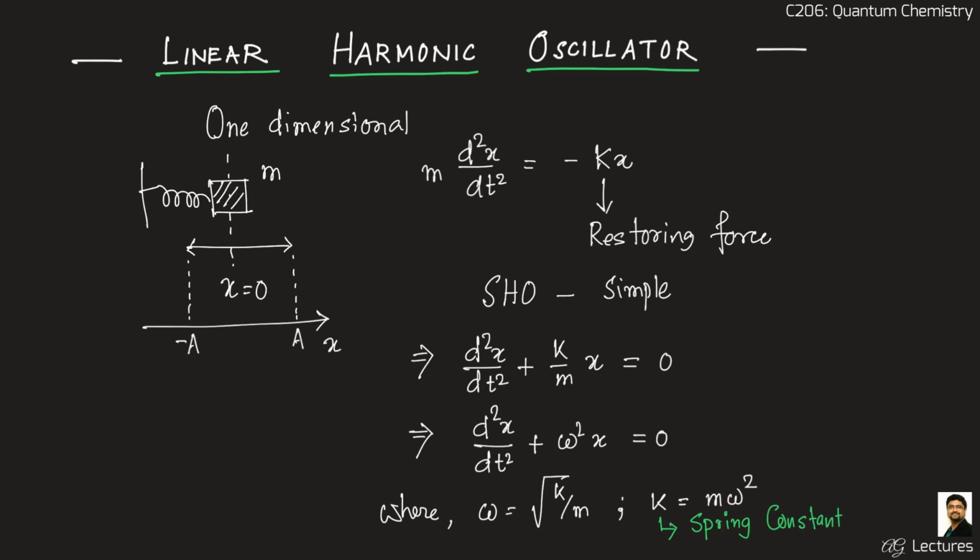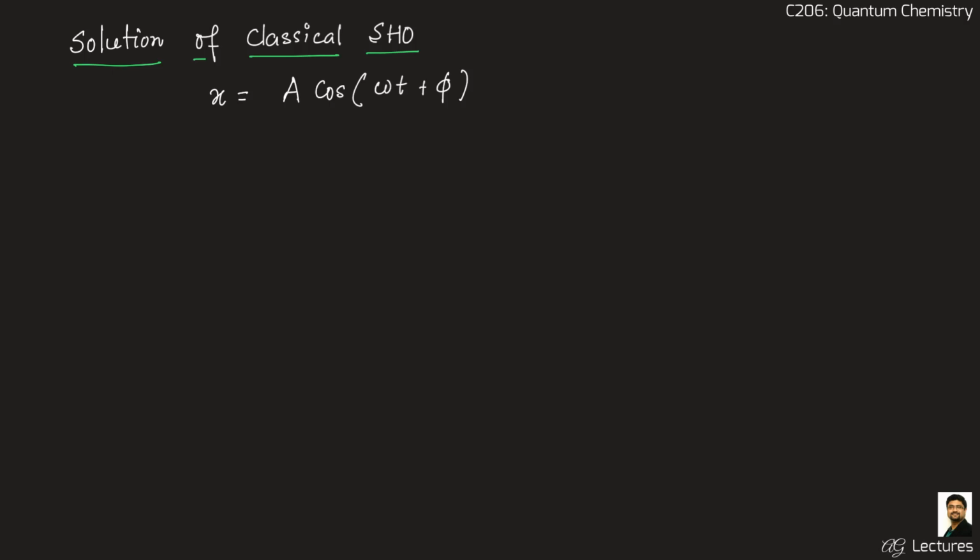We know that this classical equation has a very definite solution. The solution for the classical SHO is x equal to some amplitude A and a cosine function of frequency and time, A cos(omega t plus phi). Phi can be some initial phase. It might be 0 as well. We can quickly check if this is a correct solution or not.